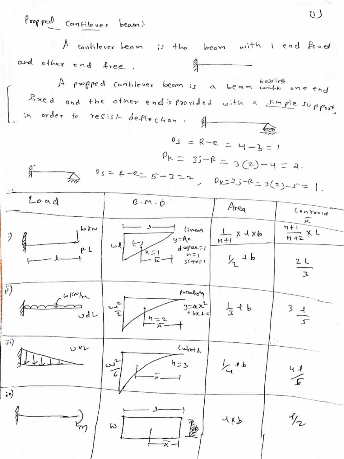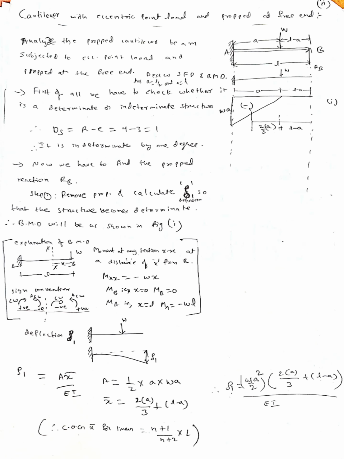For the third case it is cubic, n equal to 3. Therefore 1 by (3 plus 1) into L into B, 1 by 4 LB, and (3 plus 1) by (3 plus 2) into L, 4L by 5. Similarly, for the fourth case, when there is a moment, it is a rectangle, area is L into B, and centroid is L by 2. So let us see the first case, a cantilever with eccentric load and propped at the free end.